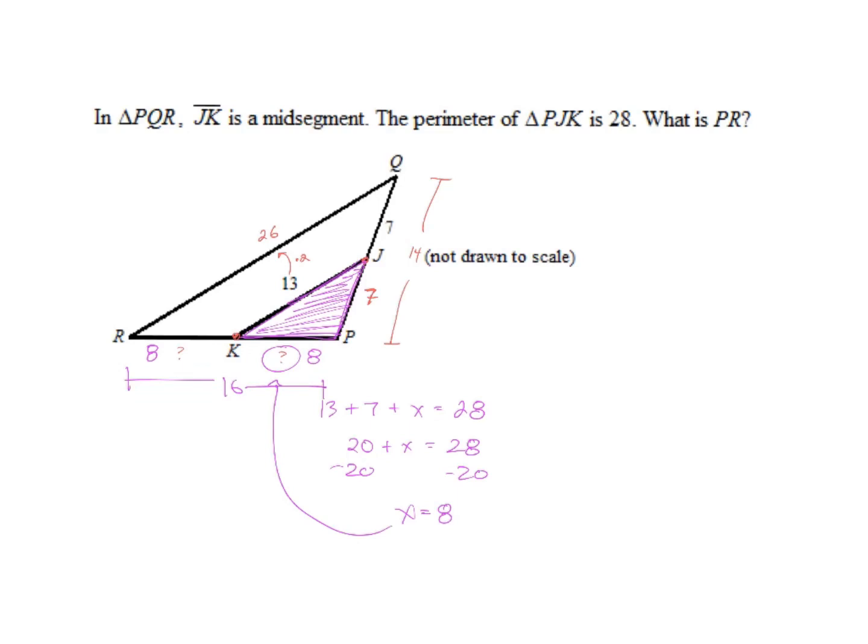Now if they're asking for PR, well, I've already done that. And that's why I like to fill out these mid-segment triangles, because I fill out all the pieces, and then when it's time to find what they're asking for, I've already found it, with PR being 17. And I know that because K is a midpoint, and if K is a midpoint, RK and PK are going to have to be the same value.